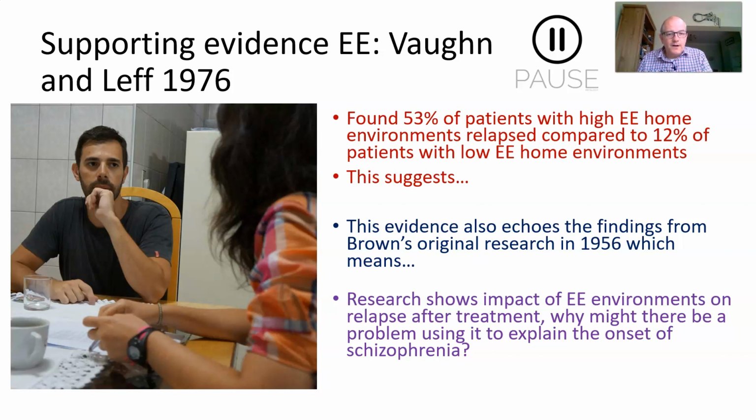The third point is this idea of showing relapse. It shows that when people go back into those environments, they are more likely to relapse if it's high EE. But does that tell us why the disorder occurred in the first place? It doesn't. All it shows is environmental pressure that is around, and there could be any environmental pressure. So it doesn't tell us the cause of schizophrenia, just what impacts on relapse rates.